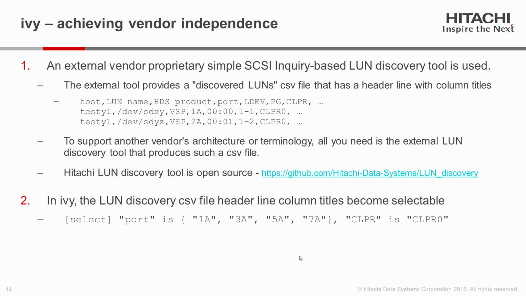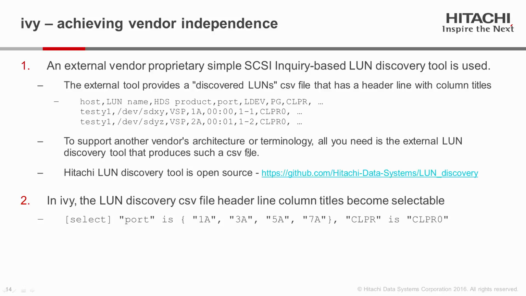Ivy is open source, and it's designed to be multi-vendor or vendor independent. The way that it does that is that it uses an external tool to define the attributes of the LUNs that you can select on. The Hitachi LUN Discovery tool is open source. Here's the link where you can click on to get it, and it produces a CSV file that looks like this, with a header line with column titles, and then a detail line for each LUN that shows the attribute values according to the column titles.